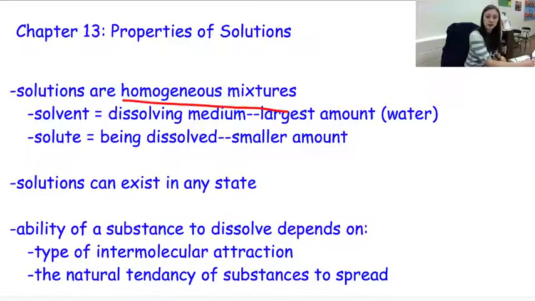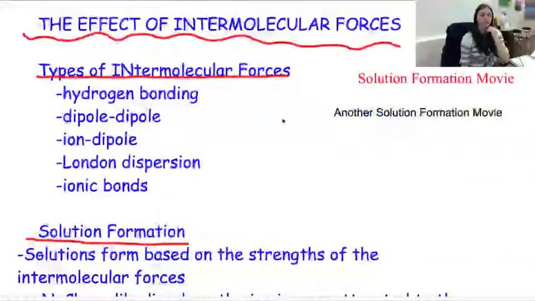Now the ability of a substance to dissolve depends on two main things. It depends on the type of intermolecular attraction and the natural tendency of the substance to spread. So one of those two things will help tell you a little bit about how well it actually dissolves.